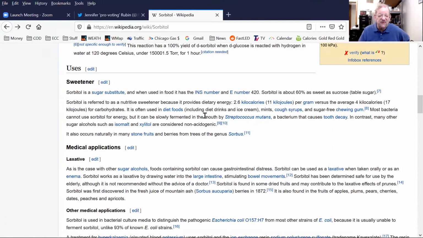And one of the places you find it is diet foods, because it's hard for your body to break this down. Therefore, it's low calorie. And the other place you'll probably find it, let me do this.